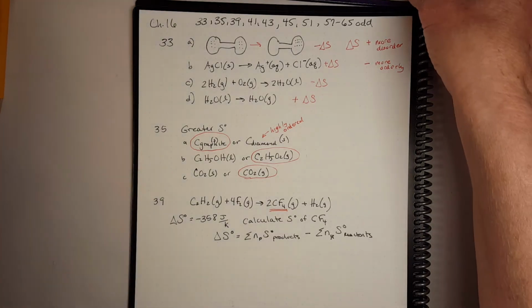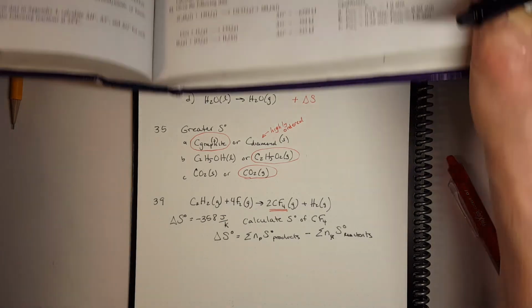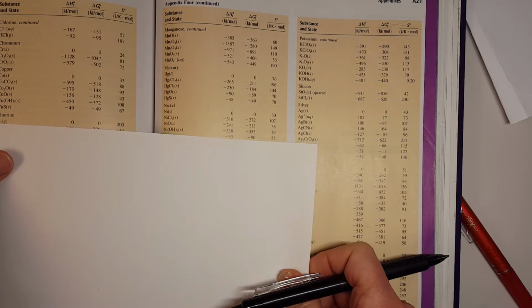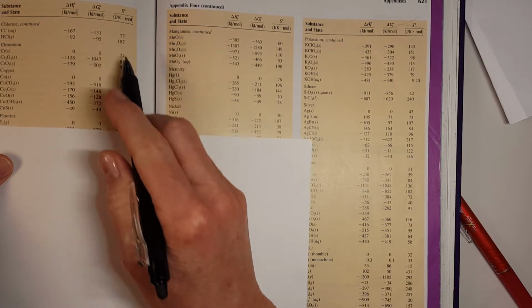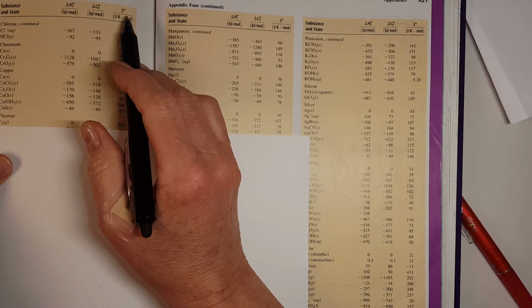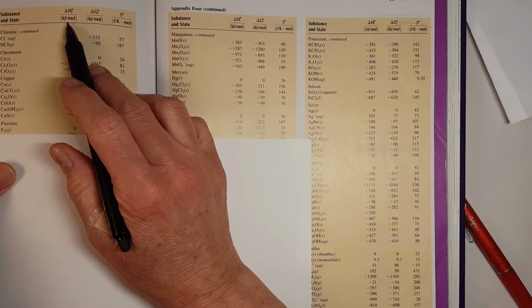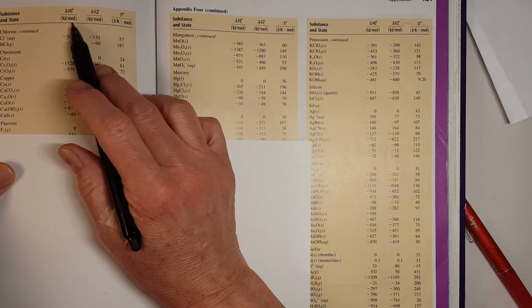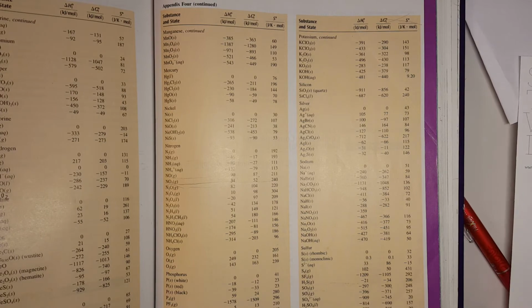All right, so I just want to point out where this is in your book. Appendix 4 in your book. If I turn to Appendix 4, it's these tables. And so you can go down, for example, F2 is over here, right? So F2 gas has an S of 203. The delta H, the delta G, and the S are all in this table. And remember, I pointed this out in the last video, the delta H and the delta G are in kilojoules. The S is in joules. It's very important that you switch one of these to the other unit so that you can do the addition if you're combining delta H's and delta G's.